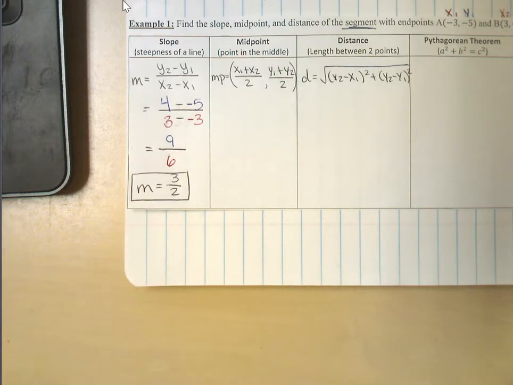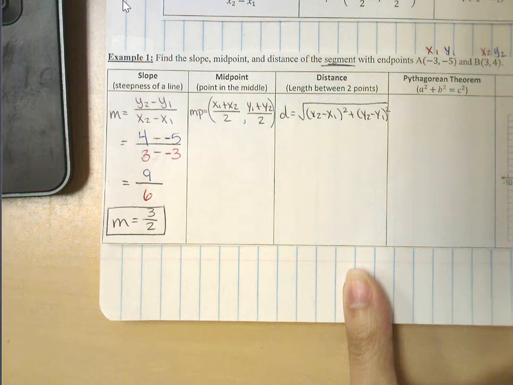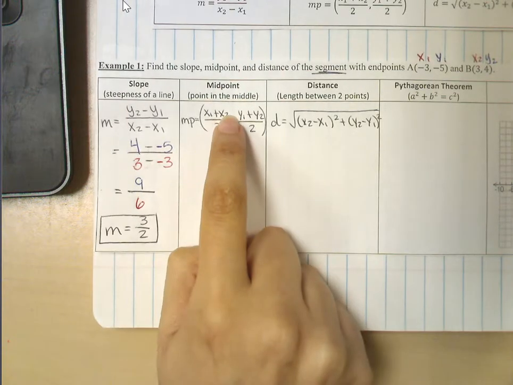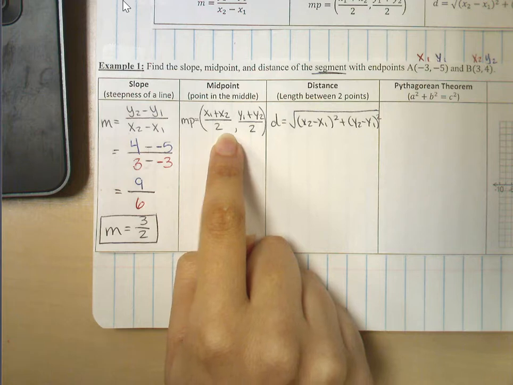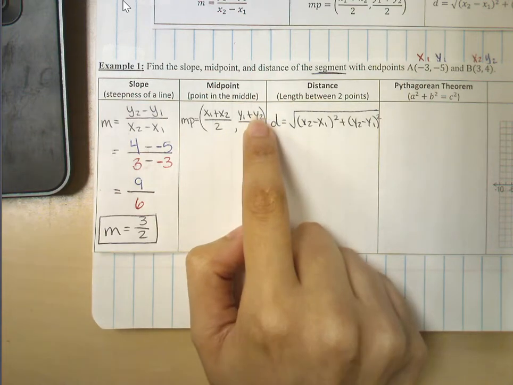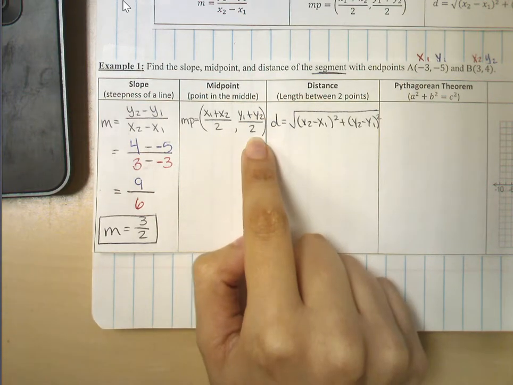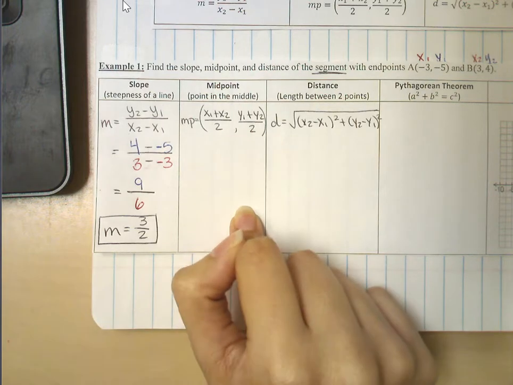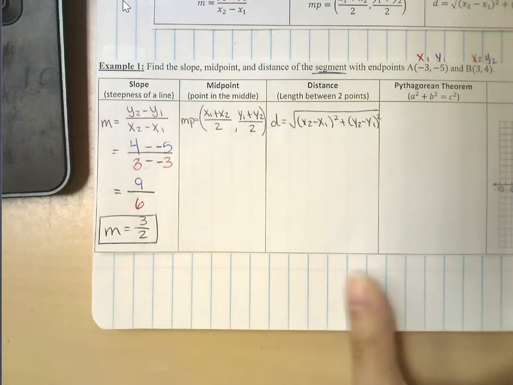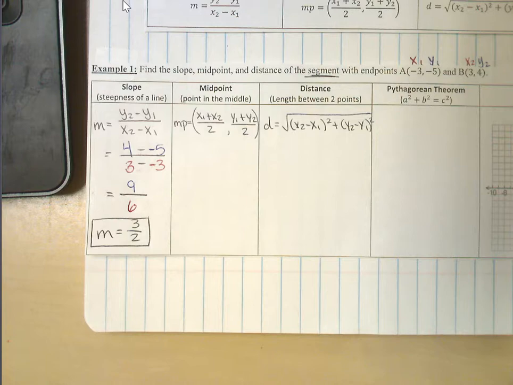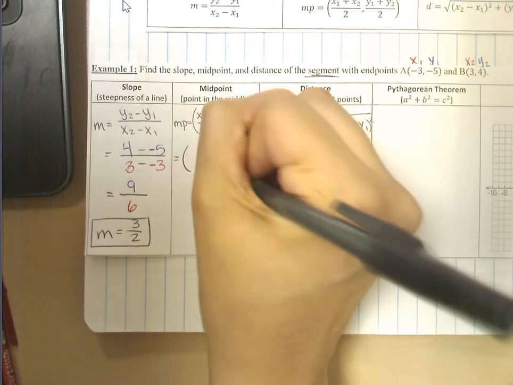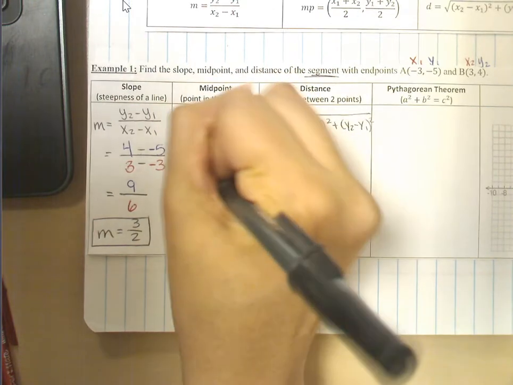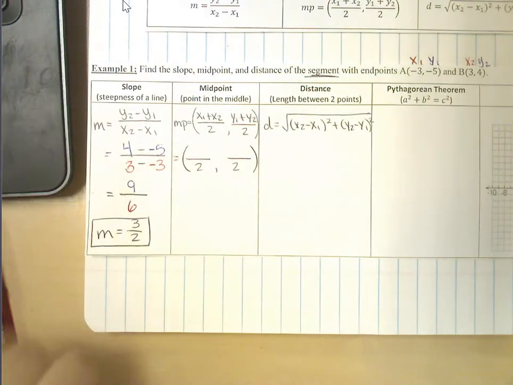For midpoint, we have a different formula where you're supposed to add the x's and then divide by 2 for your x coordinate, and then you add the y's and divide by 2 for your y coordinate. That's going to give me the midpoint of the segment. So again, I'm still working with the same 2 points. I am going to plug in my numbers for x first.